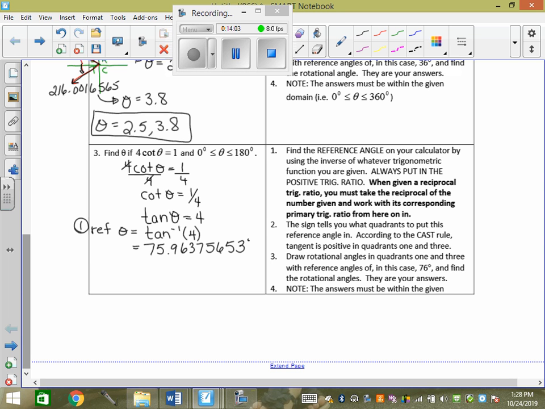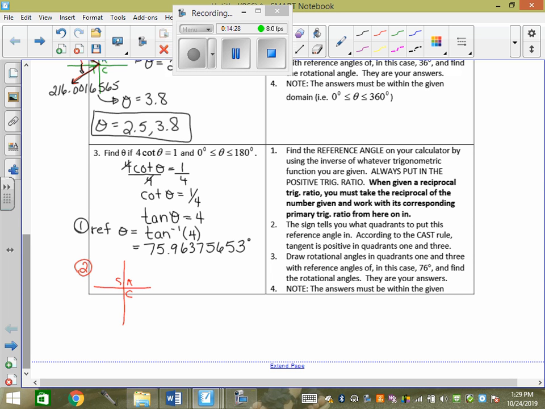And once again, with a degree symbol, I'm going to store it as alpha multiplication sign. So I'm storing it as r. So step 1, reference angle, store it if you'd like. Okay. Step 2, and if you can arrow up, you can just take it from there too, right? So that's another option. Step 2, cast rule.